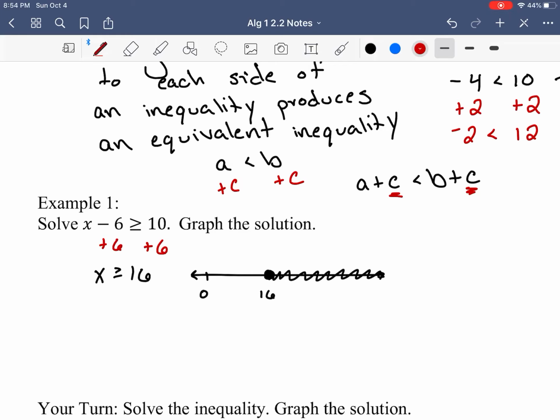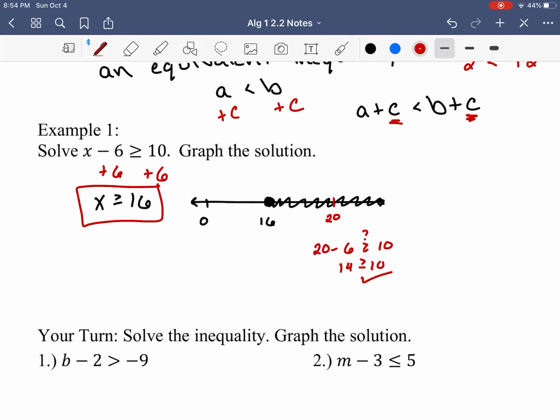So any number up here, and it's always good to check. Let's see, a number up here would be 20. If I put a 20 in here, 20 minus 6, is that greater than or equal to 10? Yes, it is. 20 minus 6 is 14. Yep, it worked. There's my check. So I picked a number that I had shaded, checked it, it worked. So there is my solution. There's my graph.